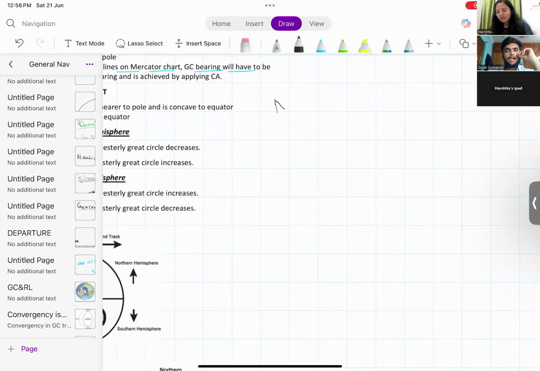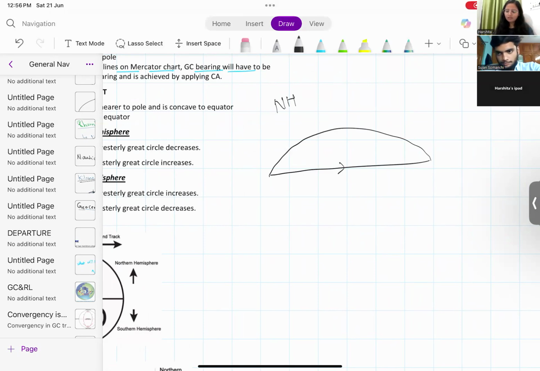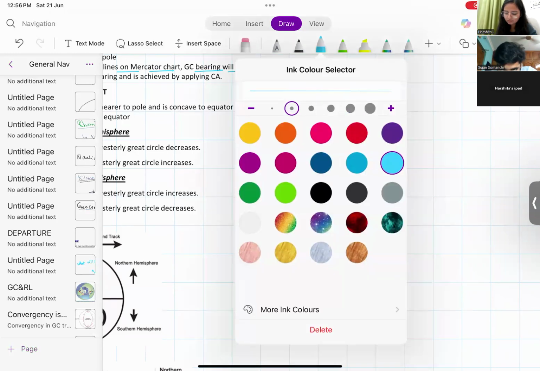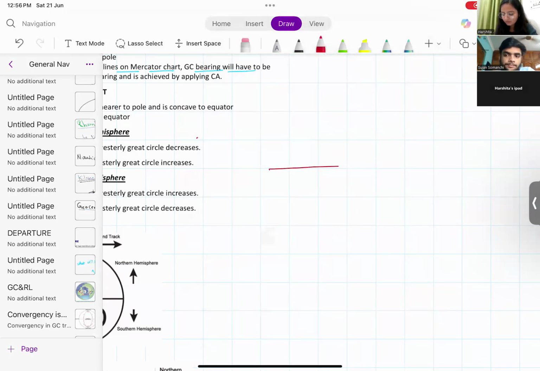First, tell me, are you clear on the fact that in northern hemisphere the diagram would look something like this? This is the rhumb line. This direction is the rhumb line. This direction is going to be a great circle. Very happy about it. Okay, good. Now, in the northern hemisphere, I want you to move in the east direction, in the eastern direction. What do you mean by eastern direction?